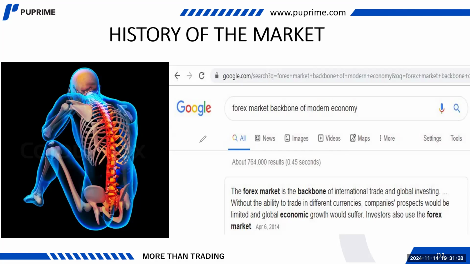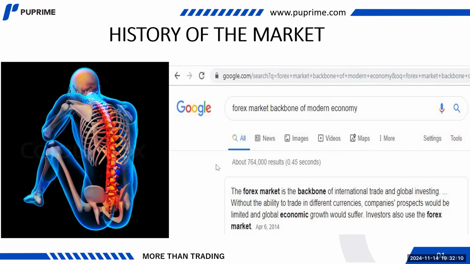That is why Nigerians will travel to a country like America and buy cars and send it to Nigeria. They buy it cheap over there, send it to Nigeria, and they sell it at an exorbitant amount because there is a market where they can convert the money. That's why those who are doing exportation are also making a lot of money, because there is a market where they can exchange our local currency for the foreign currency. So we say the forex market is the backbone of international trade and global investing. And without the ability to trade in different currencies, companies' prospects will be limited and global economic growth will suffer.